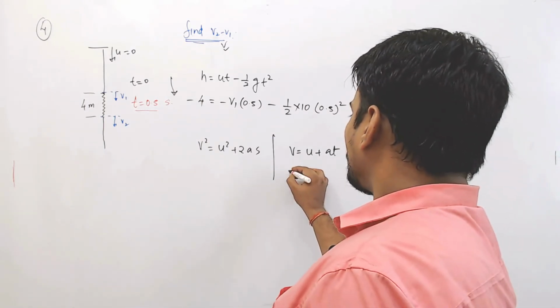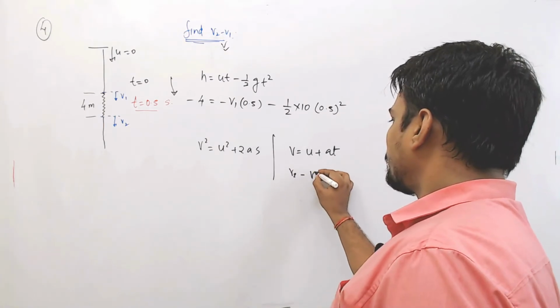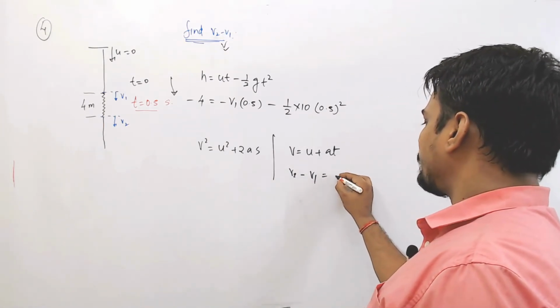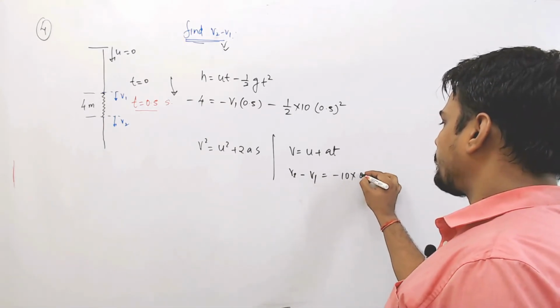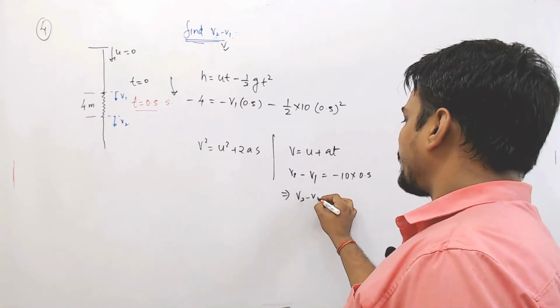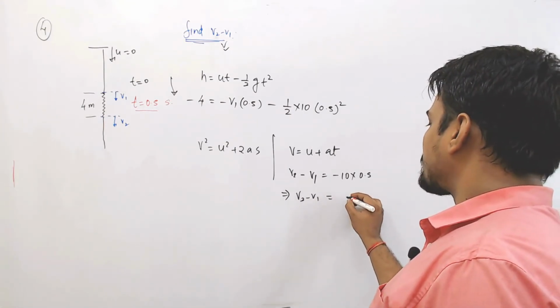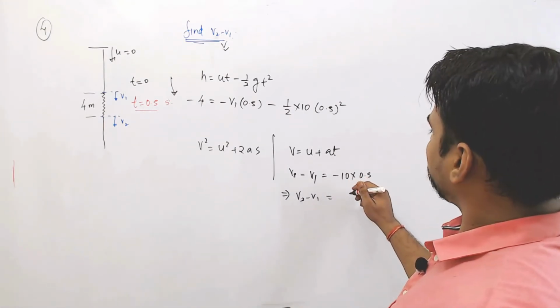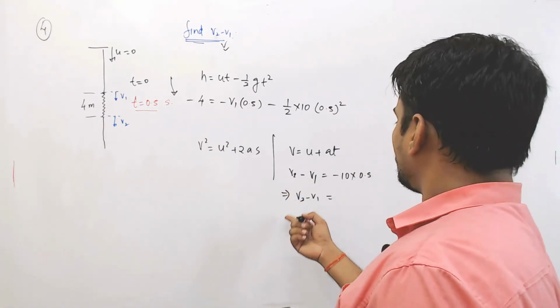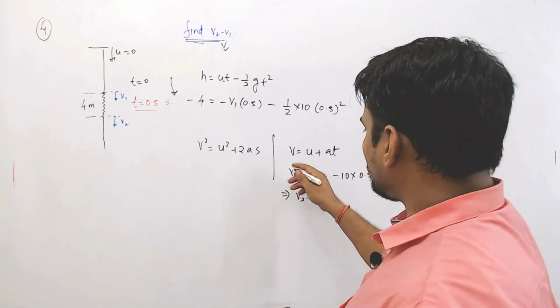What is V? V2. What is U? V1. A is how much? Minus 10. What is the time? 0.5 seconds. So that tells you V2 minus V1 is equal to how much? You can see this is going to be how much? Downward.